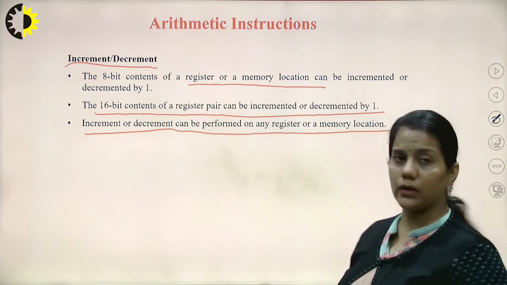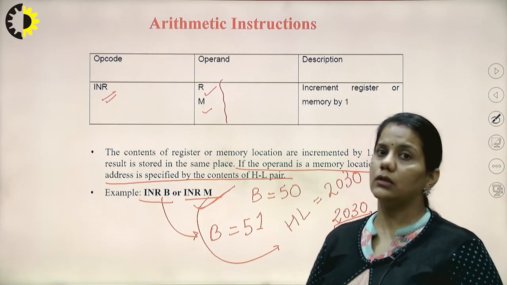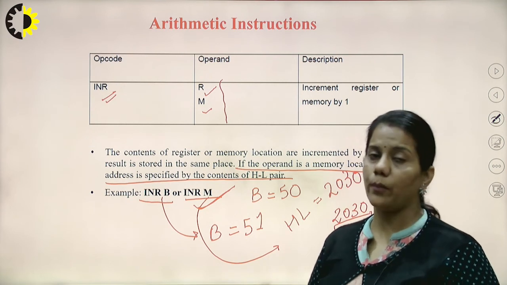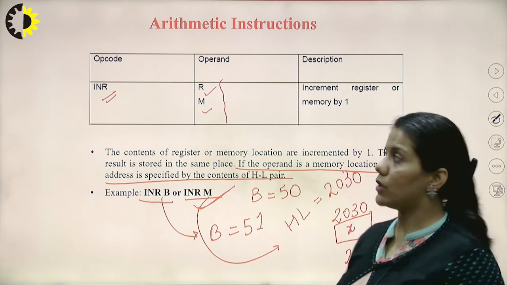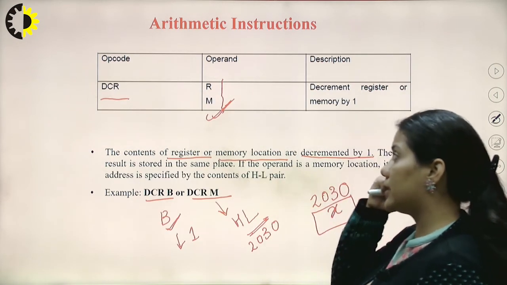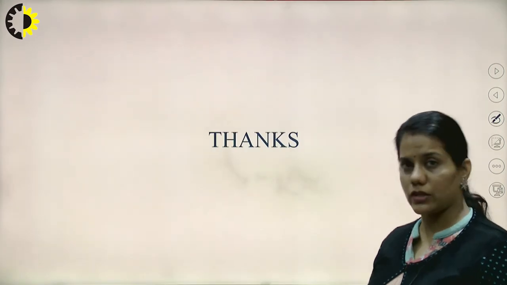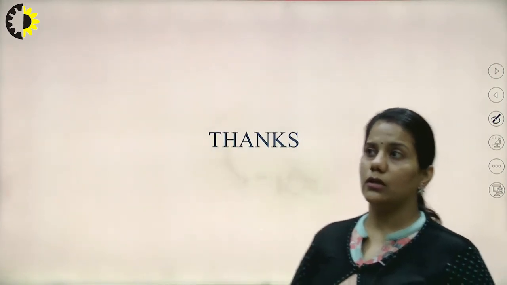Finally, increment and decrement operations will increase or decrease the value of the given contents in the operands by 1. So INR and INX are meant for the increment operations and DCR and DCX are meant for the decrement operations. That's all for the category of arithmetic instructions.